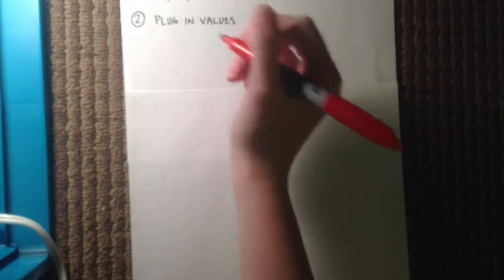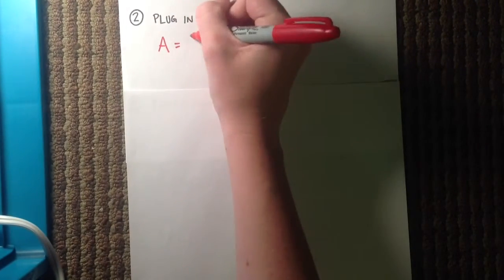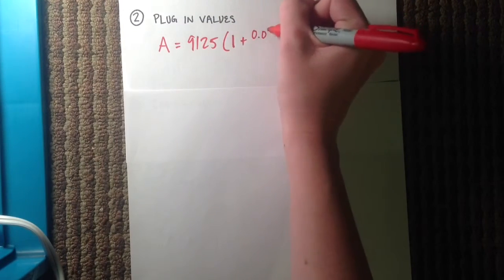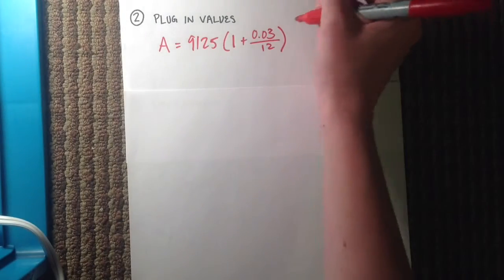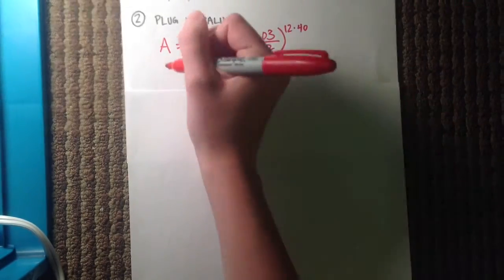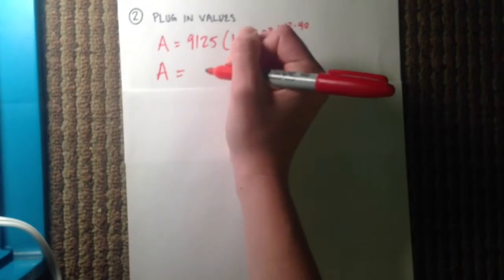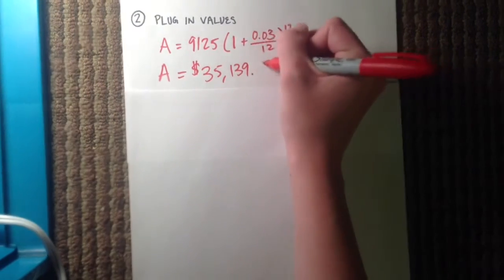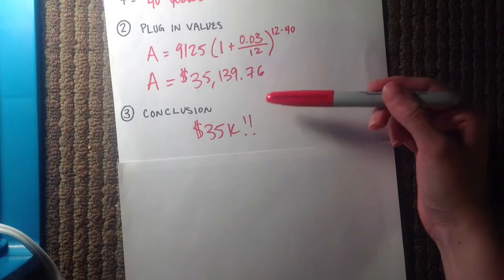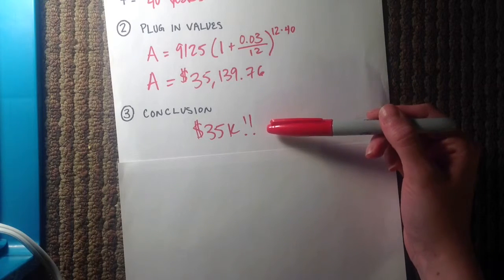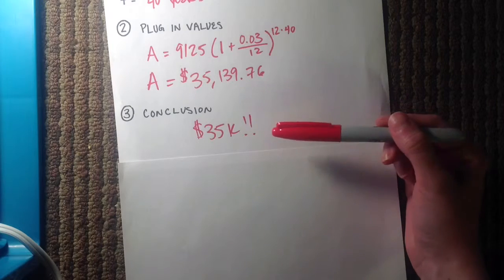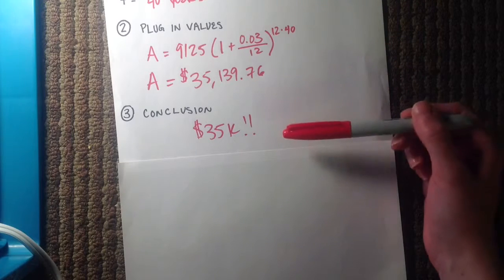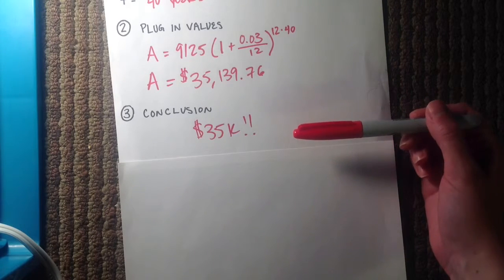Now, if we plug in the values, we have A is equal to 9,125 times the quantity 1 plus 0.03 over 12, all raised to the power of 12 times 40. If you put that into your calculator, you get that it's about $35,000, or $35,139.76 to be exact. So, in conclusion, the amount of money that you spent on coffee in 5 years could have earned you $35,000 in a bank with these conditions for compounding. Probably a good thing to think about when you're going to Starbucks every day.